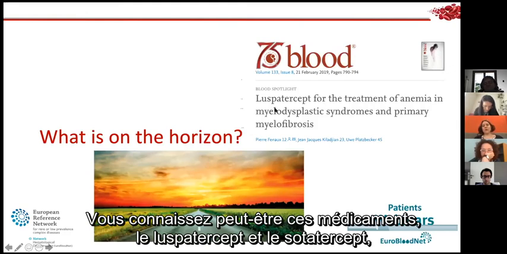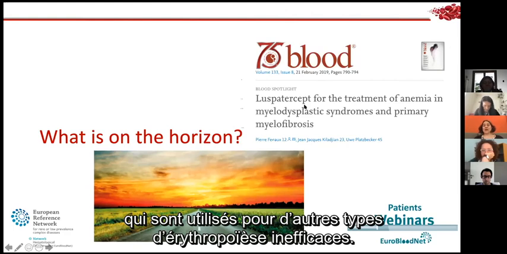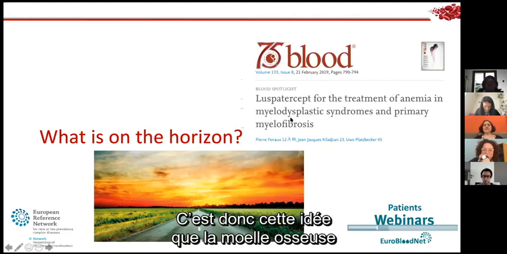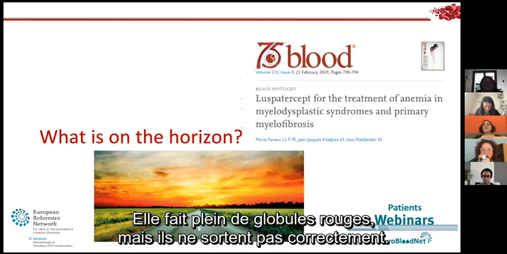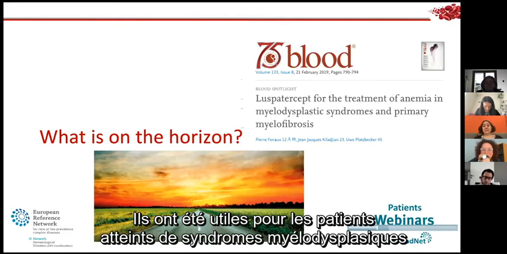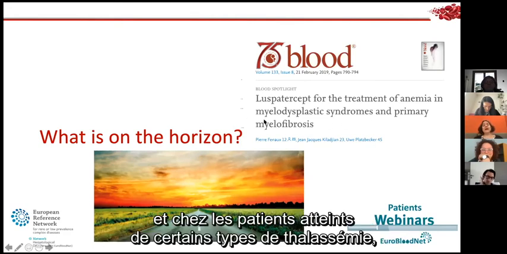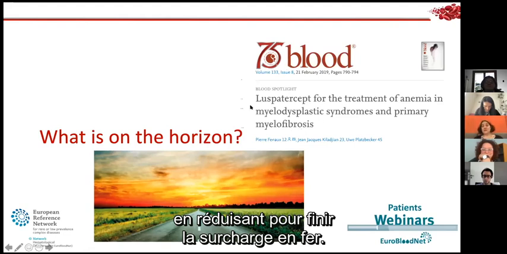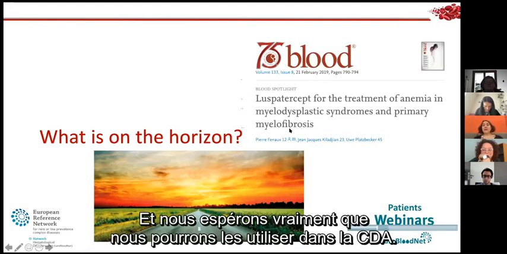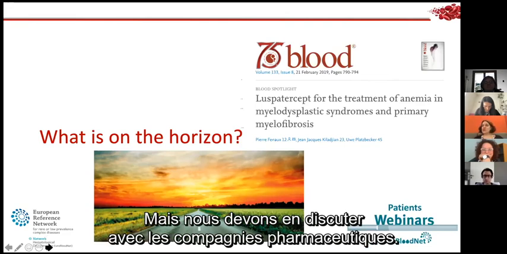And some of you will know about some drugs, luspatercept and sotatercept, which are used for other types of ineffective erythropoiesis. So that's this idea that the bone marrow is trying really hard to make red blood cells. It's full of parts of red blood cells, but they don't come out properly. And these drugs have been helpful in patients with myelodysplastic syndrome and in patients with some types of thalassemia in reducing the transfusion requirements, in possibly reducing the iron overload. And we really hope that we can use them in CDA. But we have to discuss with the drug companies about this.